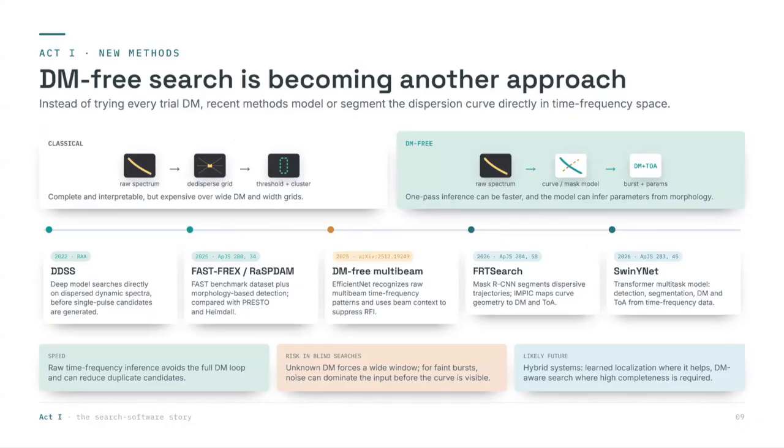The advantage is speed. One-pass inference can avoid a large DM loop and reduce duplicate candidates. And the main risk appears in blind search. A large unknown DM range requires a wide input window.